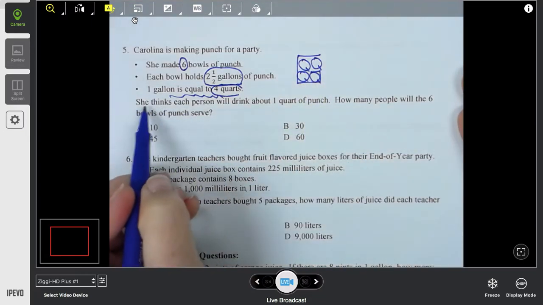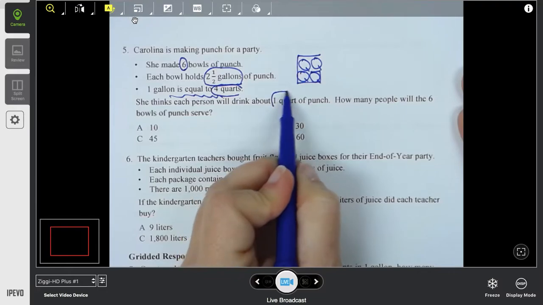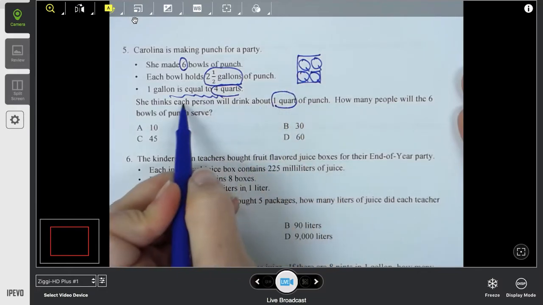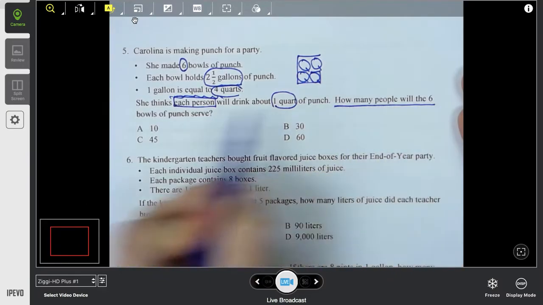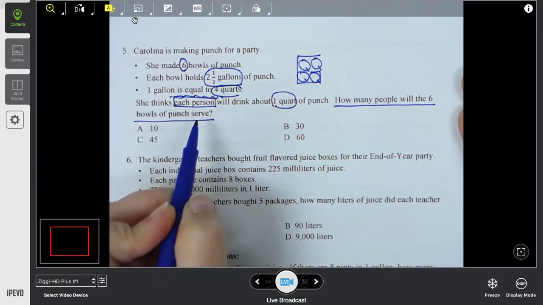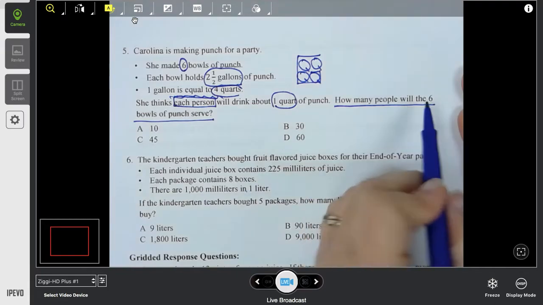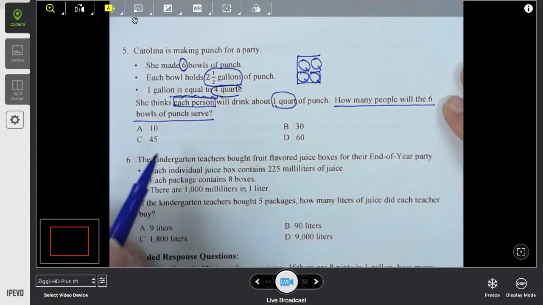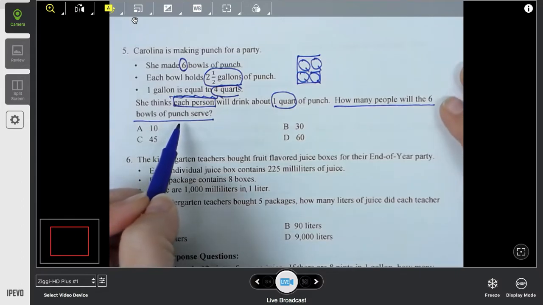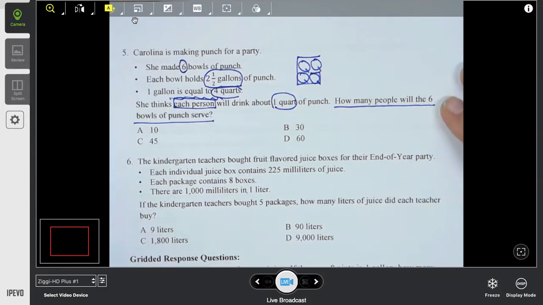Okay? She thinks each person will drink about 1 quart of punch. So 1 quart each person. Here's that each. How many people will the 6 bowls of punch serve? Okay, so we have to figure out how many gallons of punch she has all together before we can convert it to quarts. So we know that she has 6 bowls.